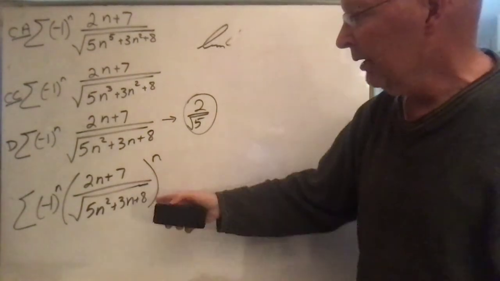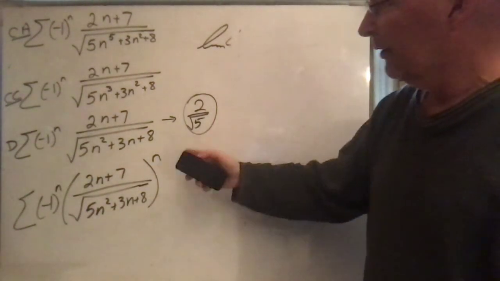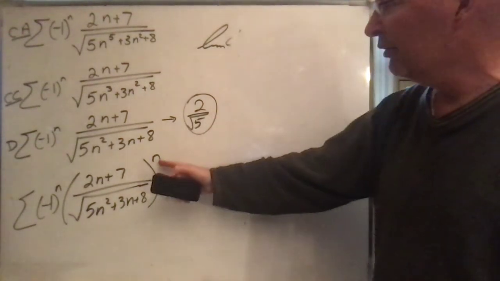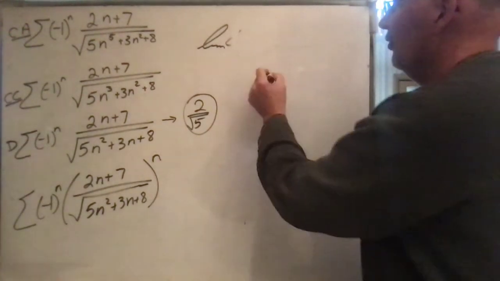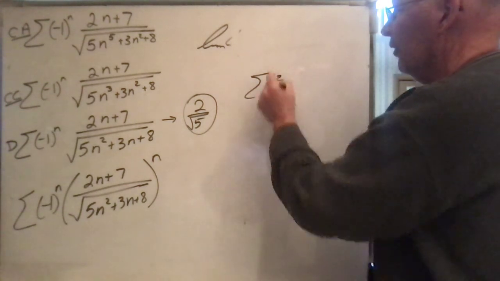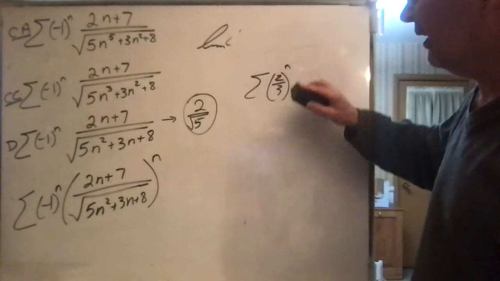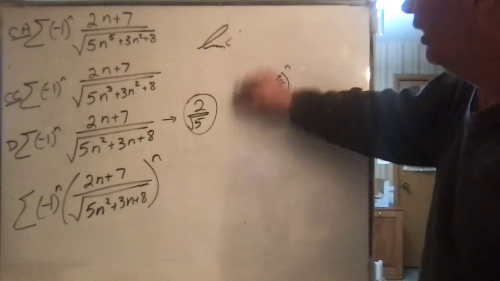And finally this one. Now you have a 2 over square root of 5. So you have something like this, but now you're taking it to the nth power. So if you take 2 over square root of 5, that thing is going to diverge, but if you take it to the nth power, that's a geometric series. That converges because r is less than 1.